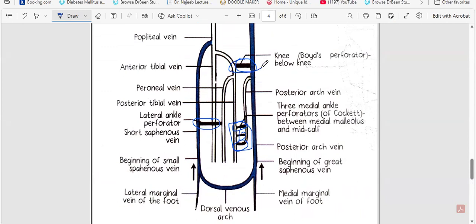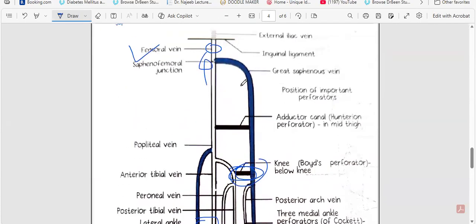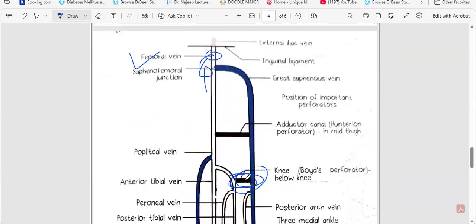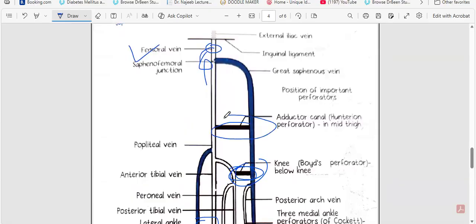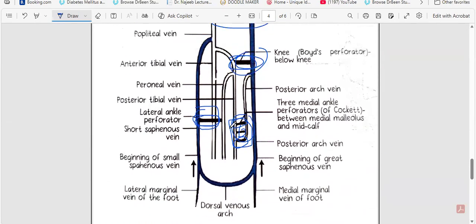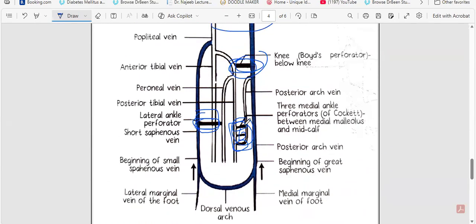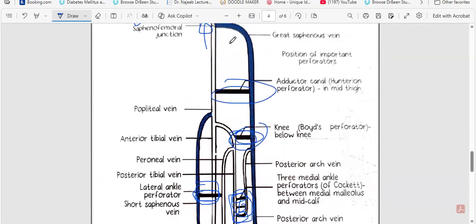One is behind the knee. This is the medial side, this is the lateral side. This is the knee, at the knee area, and this is at the mid thigh. These are the four areas where you will be able to see the perforating veins.